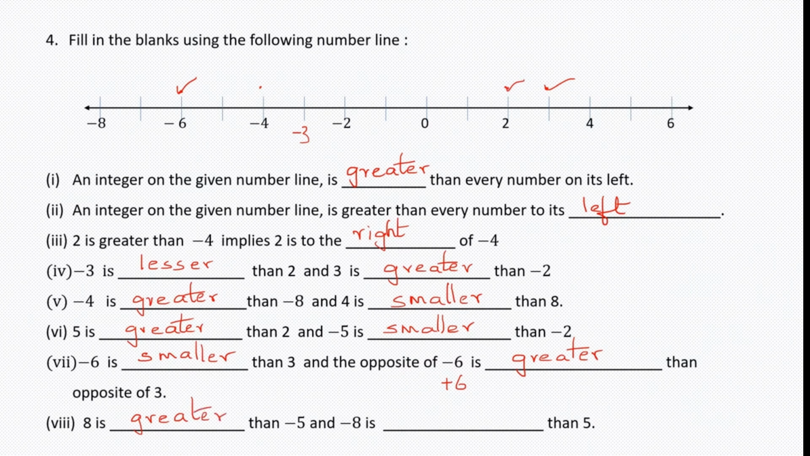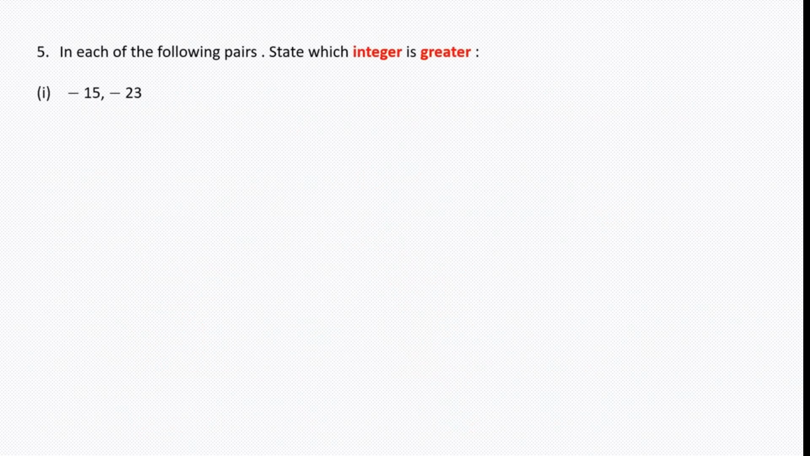8 is a positive number, minus 5 is a negative number. All positive numbers are greater than negative numbers. And minus 8 is dash than 5. Minus 8 is lesser than 5.